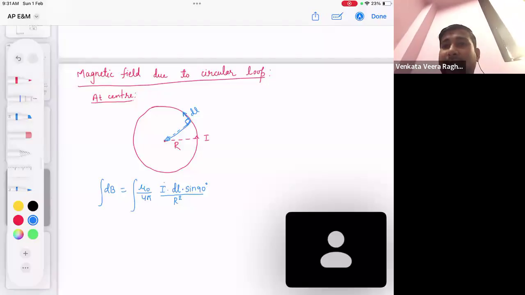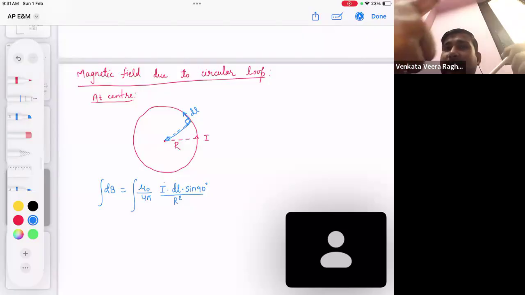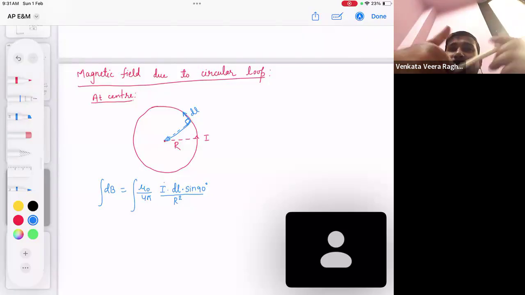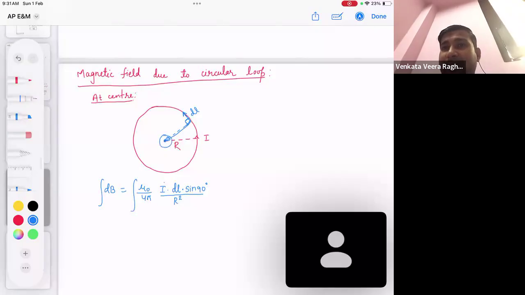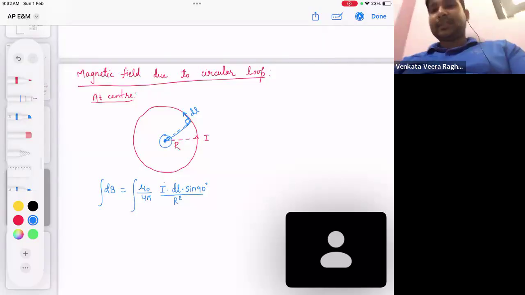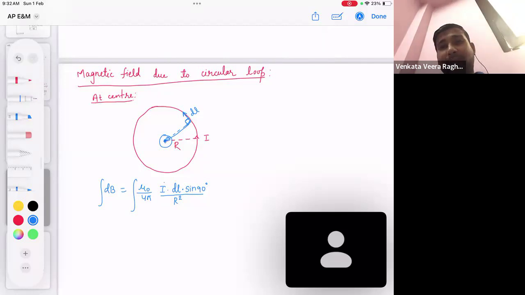And in which direction is the magnetic field coming? Keep the thumb in the direction of current and fingers where you want to calculate the magnetic field. The palm is facing what? Out of the plane. So the magnetic field here will come in which direction? It will come out of the plane.